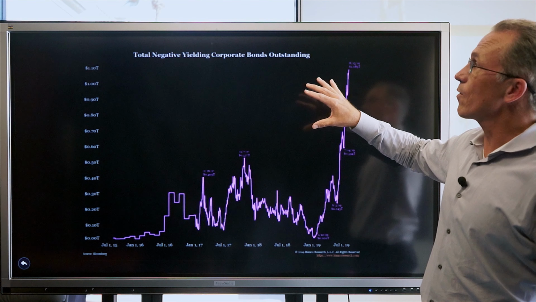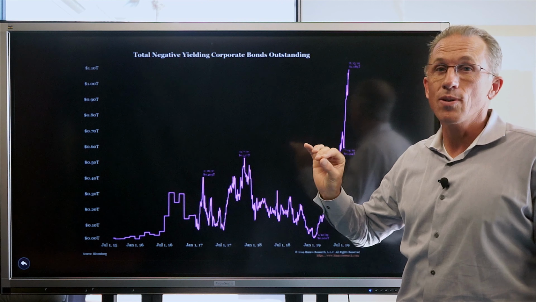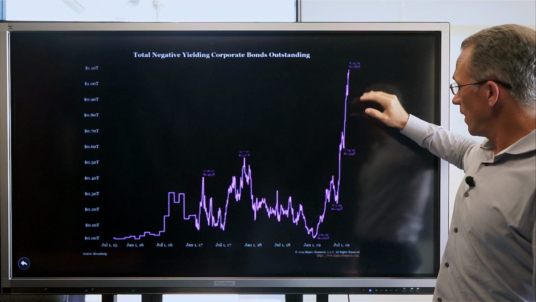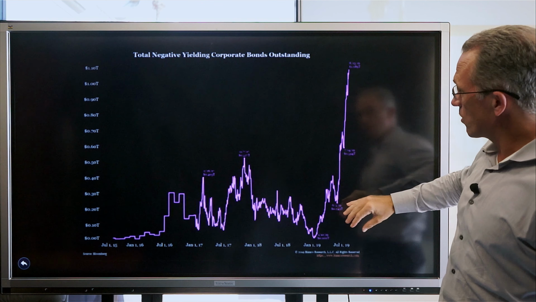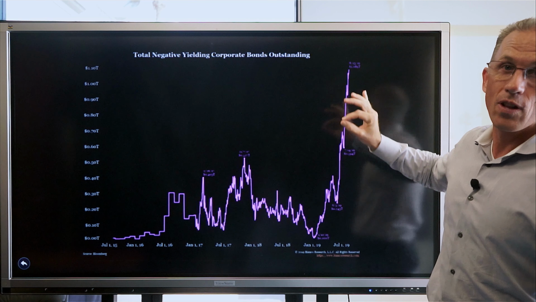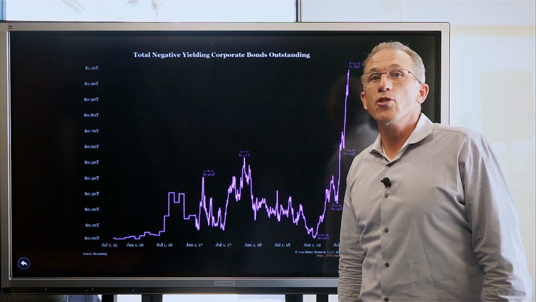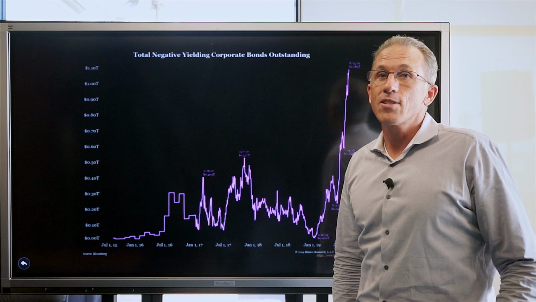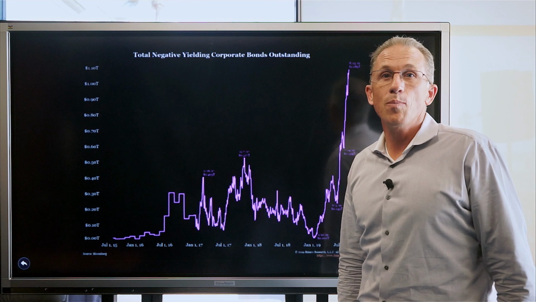So the total negative yielding corporate bonds also stands at about $1 trillion. And look at how that's just dramatically increased over the last year. So investors are searching for yield all over the world, and it's hard to find, especially if it's good bonds.